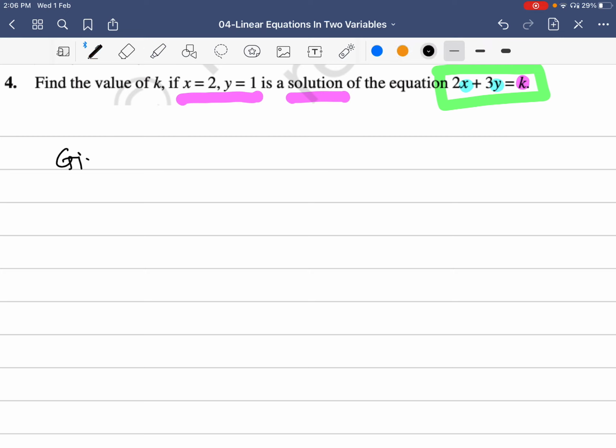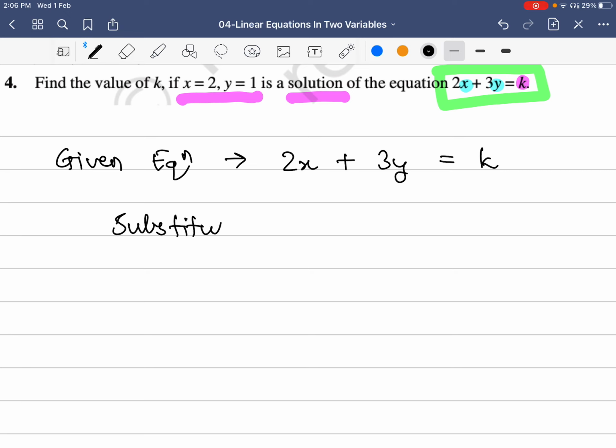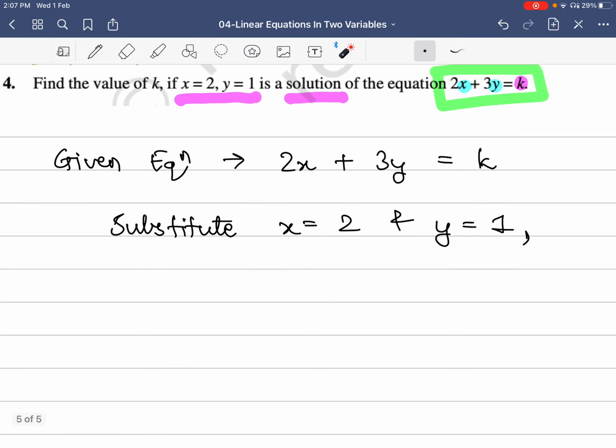So I'm just going to write here, given equation. So what is the given equation? 2x plus 3y is equal to k. Okay, and then I want to say substitute x equal to 2 and y equal to 1. Okay, why are we substituting? Because it is a valid solution of this equation. This is a given piece of information. So if we substitute, what do we get?